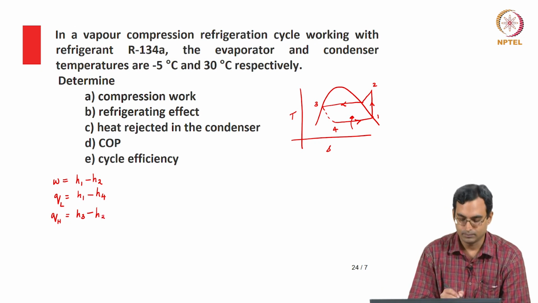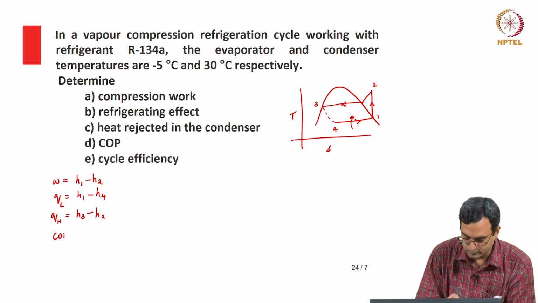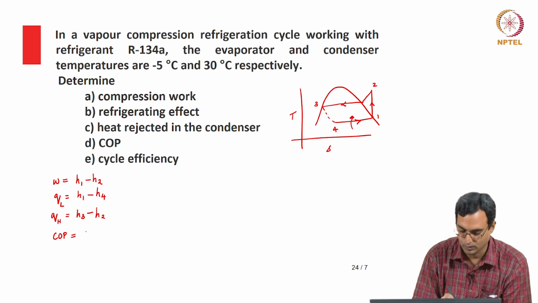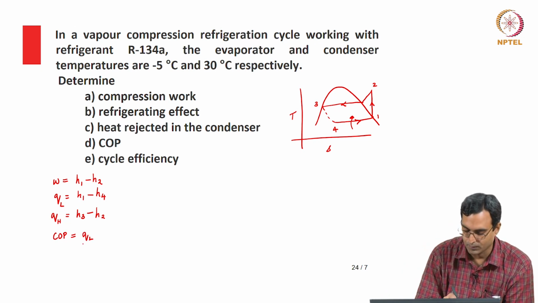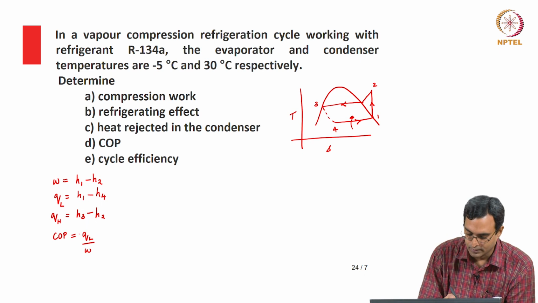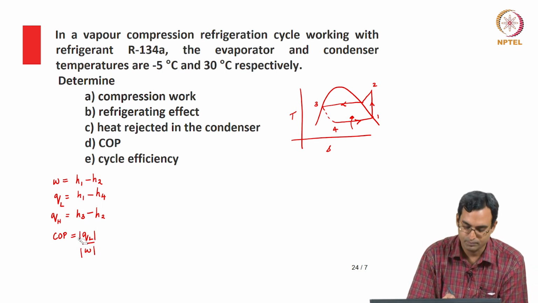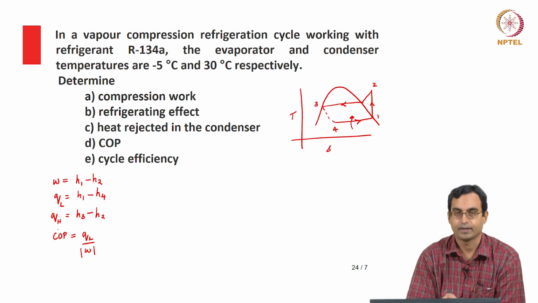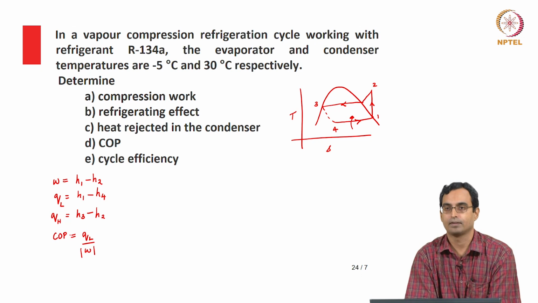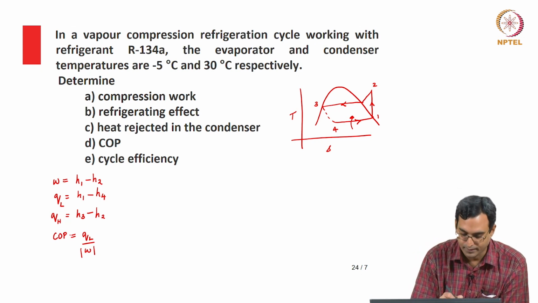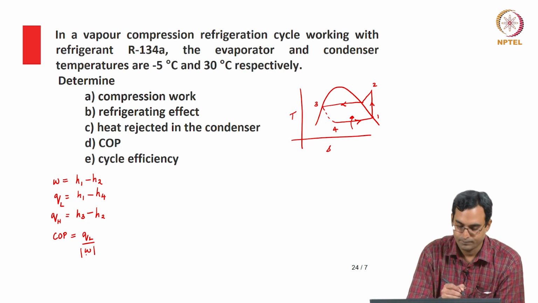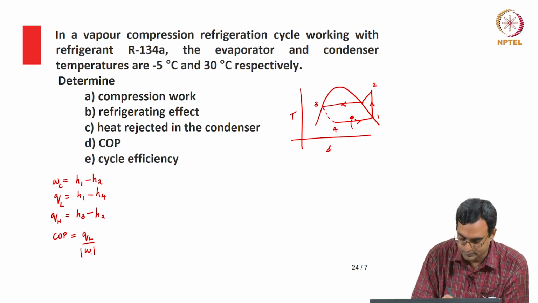COP is what we want, which is the refrigeration effect, QL, divided by what we need to give, which is W, all positive quantities here. QL is anyway positive because it is heat going into the system. W would be negative, but when we are defining COP, we are always defining it as positive values. So, if you want to be very particular about how we write it, we can write it as mod of W. This is W in the compressor.